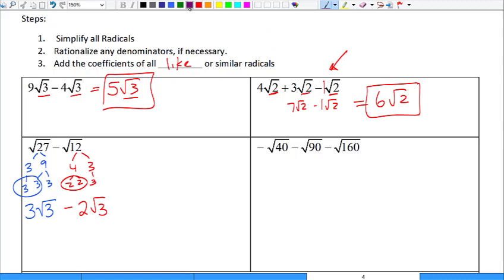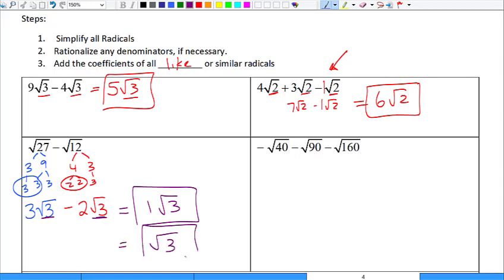Once I've reduced those, now the root 3's are the same. So they're going to stay the same. I'm going to take the coefficients 3 minus 2 and get me 1 root 3. Now, you don't have to write the 1 in front. You're welcome just to write plain root 3. Either way is fine. I'm not going to take off points.